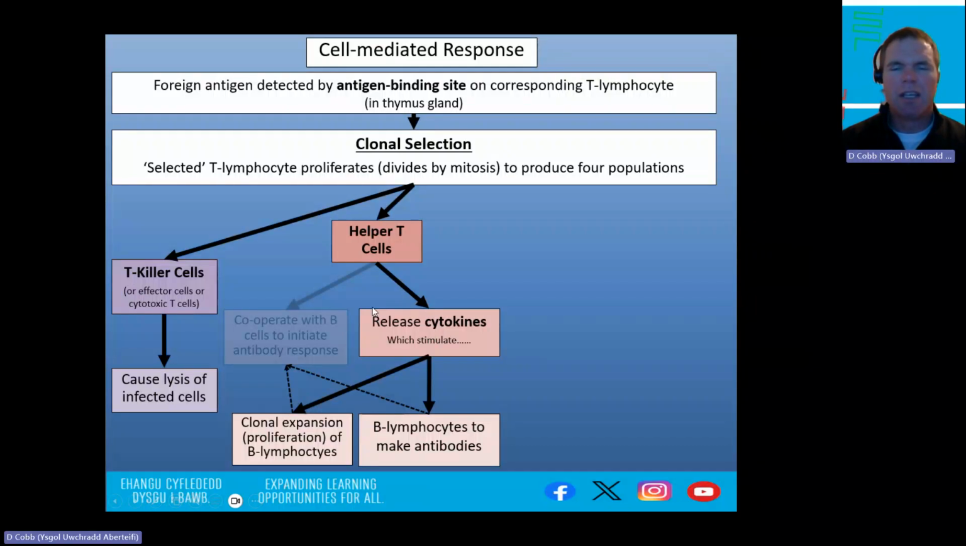So really, if I take that back a bit, I said that helper T cells cooperate with the B cells to initiate the antibody response. And then I said they release cytokines. And then I said what the cytokines do, they stimulate.